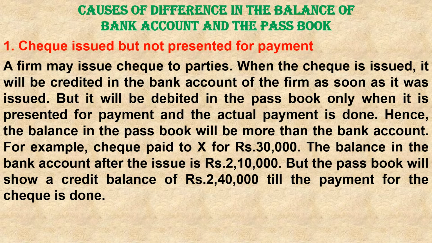For example, check paid to X for 30,000 rupees. The balance in the bank account after the issue is rupees 2,10,000. But the passbook will show a credit balance of rupees 2,40,000 till the payment for the check is done.